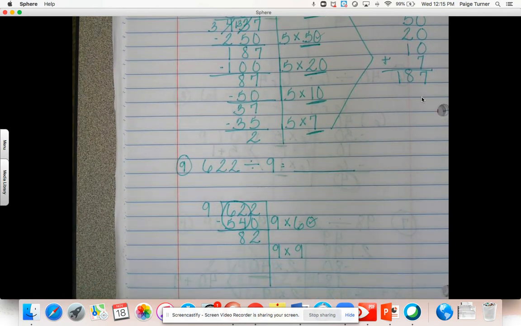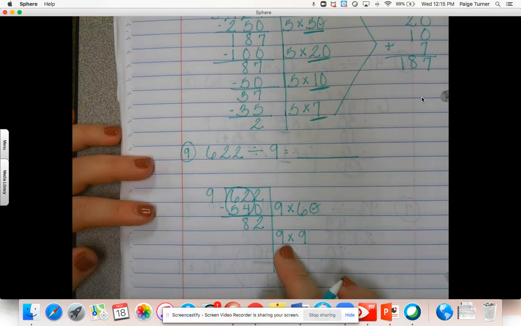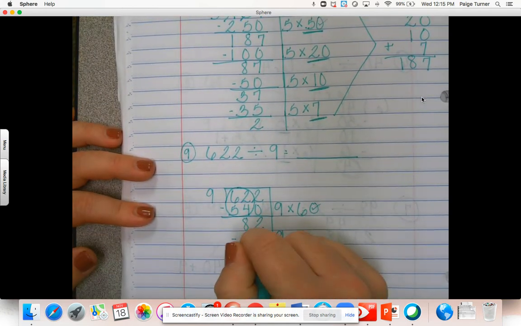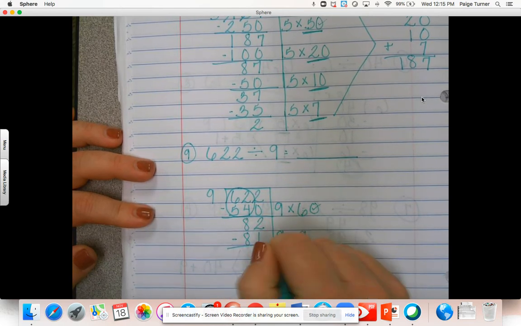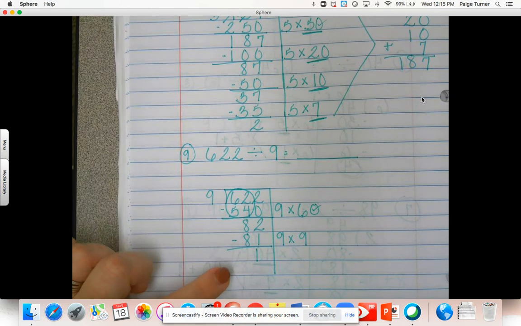And let's say you didn't know 9 times 9. You could have done 9 times 5. You're just going to have to do a little bit more work here. But if you know your multiplication facts, then you can make this pretty easy on yourself. So 9 times 9, we know, is 81. 82 minus 81 is 1. And then 9 cannot go into the number 1.